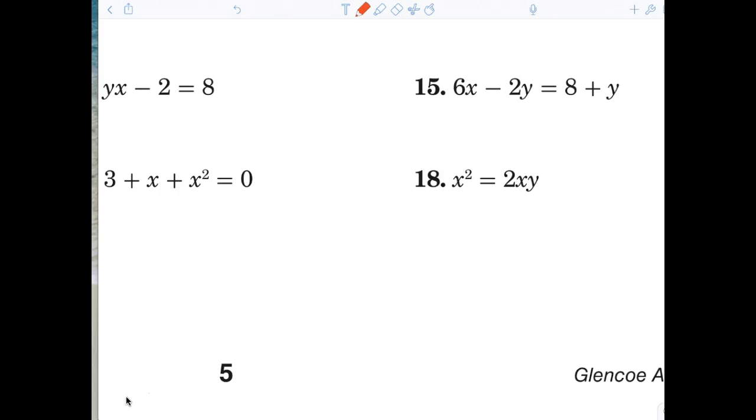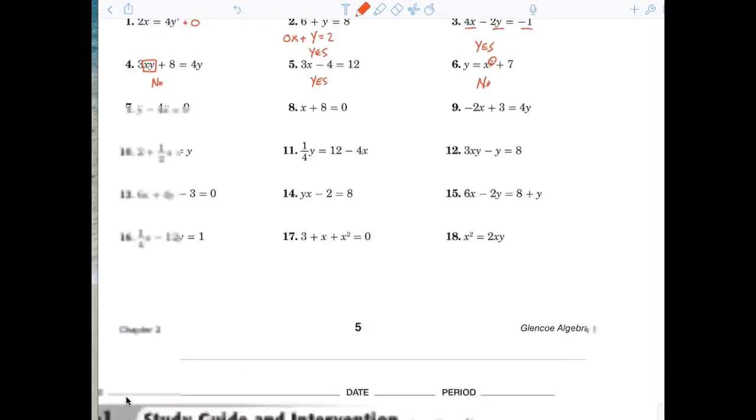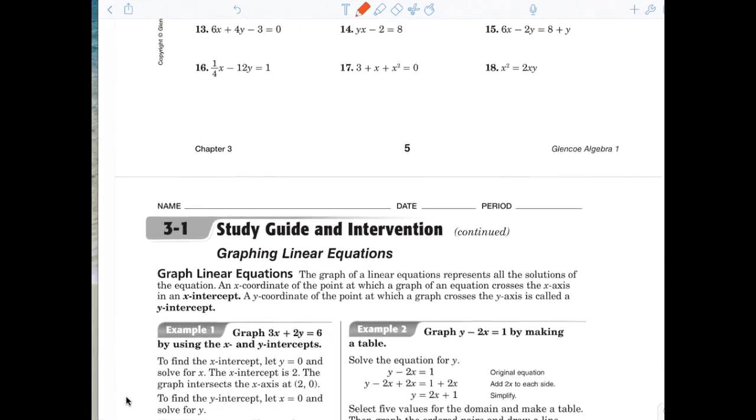I'm probably not going to have a question on the test where you just say if it's linear or not. All right? But again, that's super important. So the equations with an x and a y are going to make a line. That's why we say they're linear equations. All right? Now, let's move on to the next page.